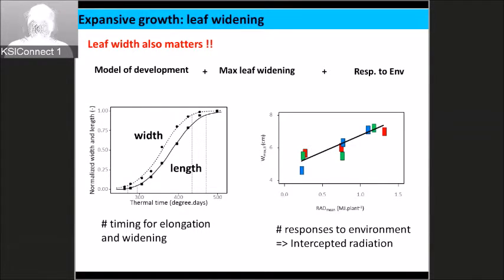And especially, the major effect of the environment was radiation. And we had a good correlation between leaf width and the intercepted radiation. And that was valid in the field, in the platform, etc.